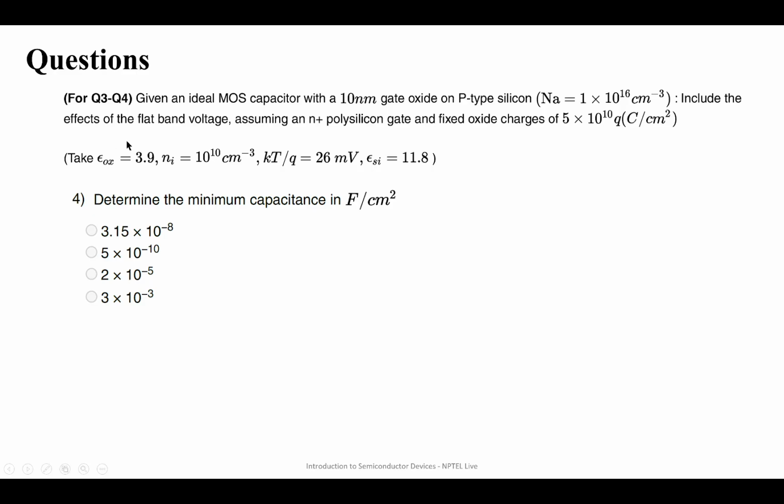Next question. Determine the minimum capacitance in farad per centimeter square: 3.15 into 10 to the minus 8, 5 into 10 to the minus 10, 2 into 10 to the minus 5, or 3 into 10 to the minus 3.